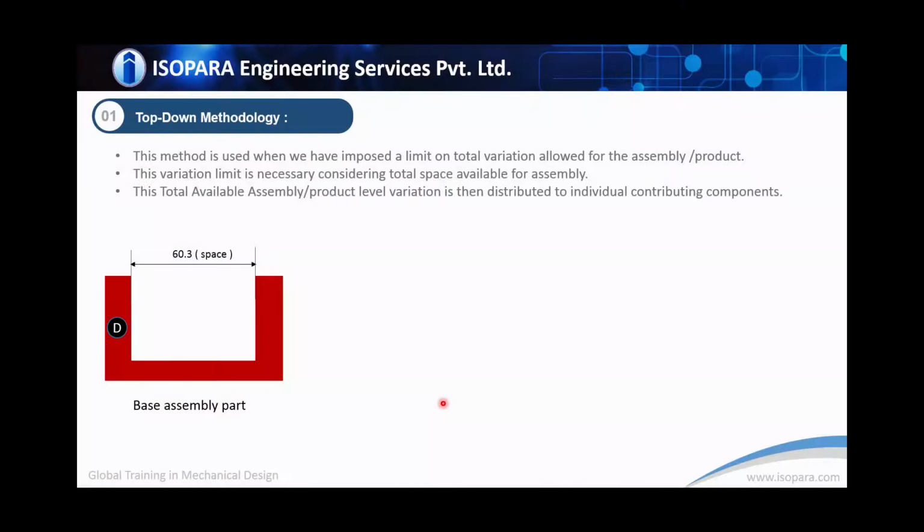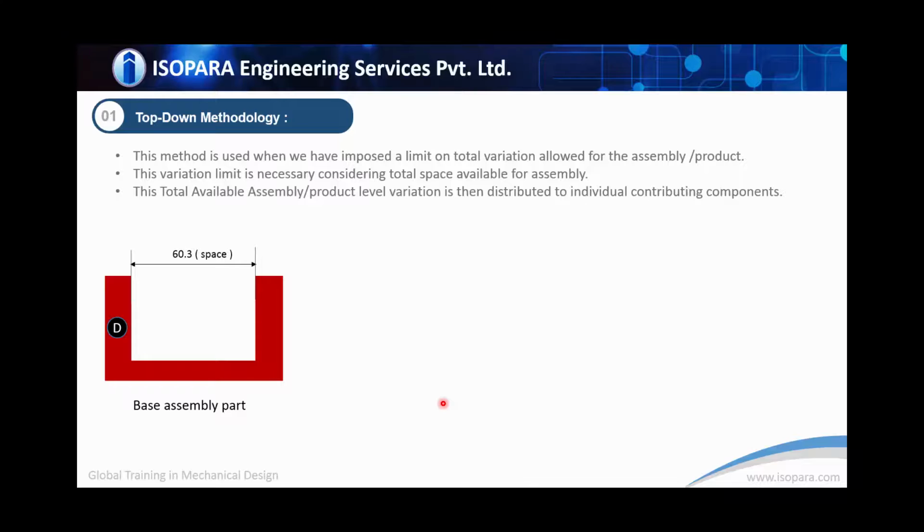Now we will study the top-down method. This is the first type of approach which we are going to study for tolerance analysis. This methodology is used when we have imposed a limit on total variation of an assembly. This limitation might be imposed due to total space available for a given assembly.